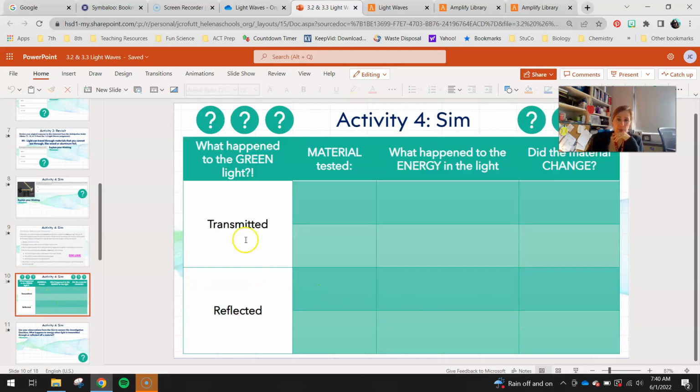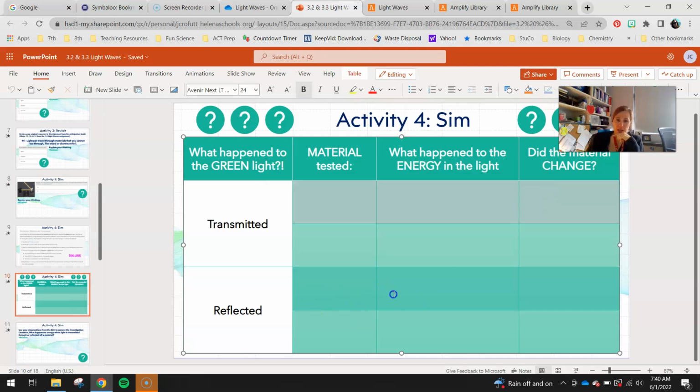So here's how you fill out the table. You need 2 that transmit, so you'll fill out this first one that transmits. Reflected, for this one I put material tested, I'd put plant. Okay, what happens to the energy in the light? It reflects off the plant. And then did the material change?